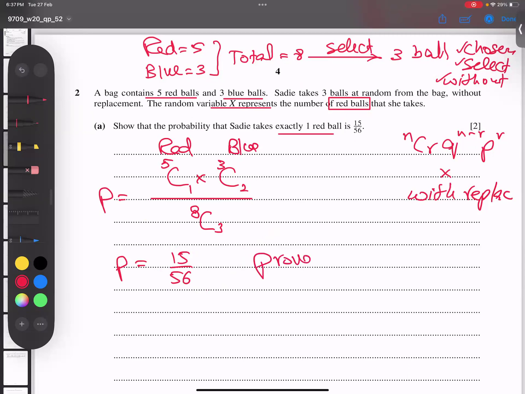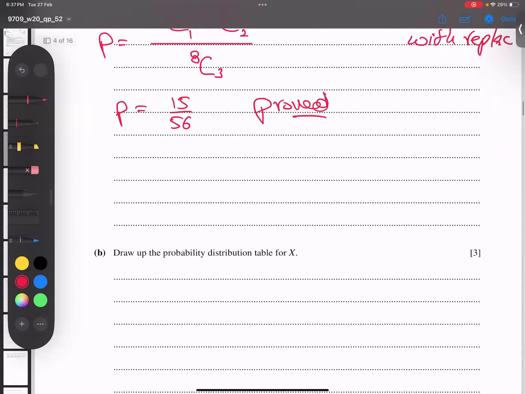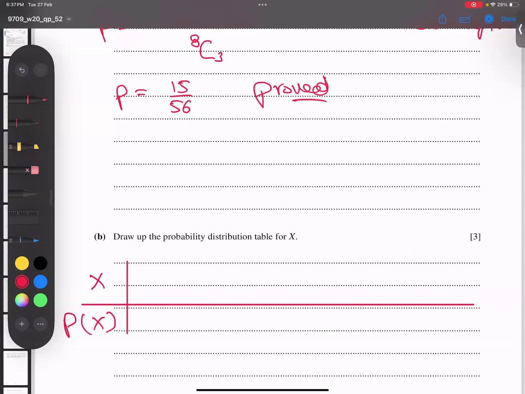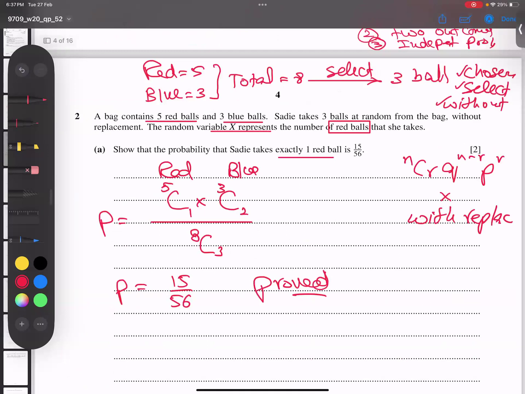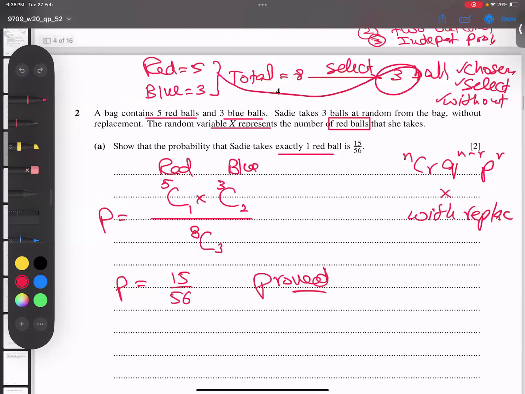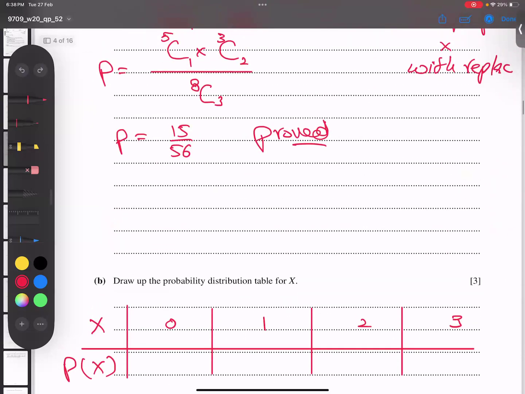Alhamdulillah Rabbil Alameen, the first part is done. Now he is saying make a probability distribution table. How do we make it? We have X for options and the probability of X. So we have 0, then 1, then 2, and last we have 3. How come? Because if I take all 3 blue balls out of the 8, naturally red becomes 0. But red can be 1, 2, and the highest possibility is if I take all 3 red balls. So the answer for 1 red ball I will write directly without any hesitation.